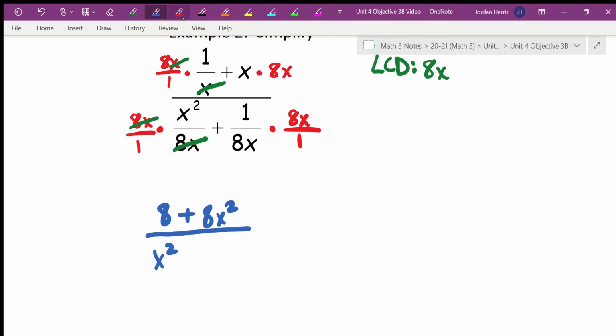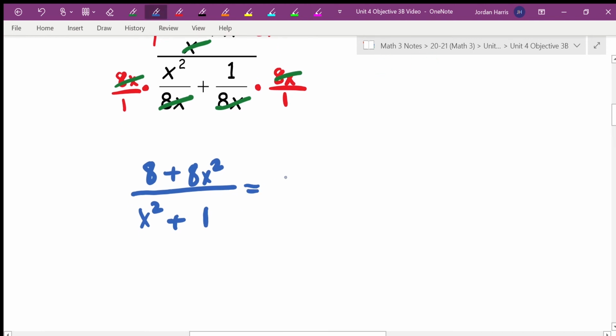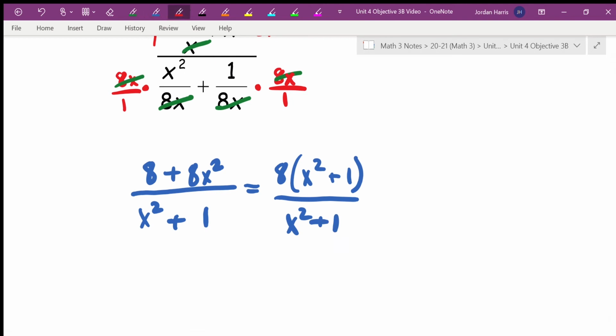Then, last one, 8x and 8x completely simplify, so I'm left with just plus 1. Okay, notice some things. What if I reordered this and took out a GCF? X squared plus 1. Oh, look at that. I can factor, which makes these match up. Now, since they're completely matched, they simplify. And my answer is just 8. Done.